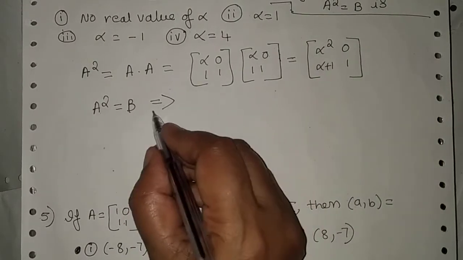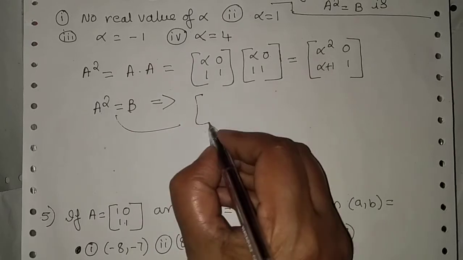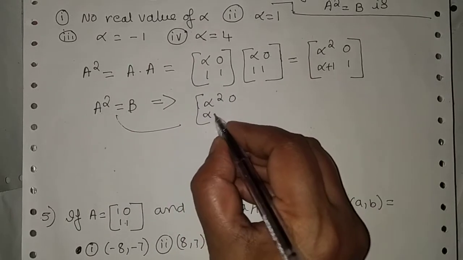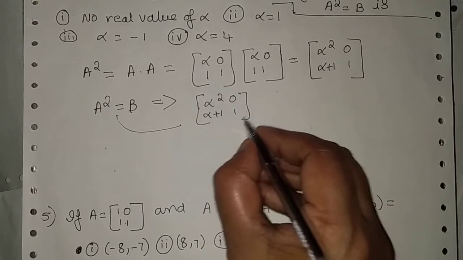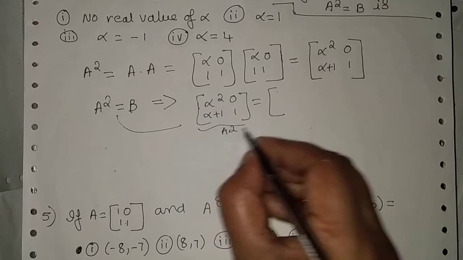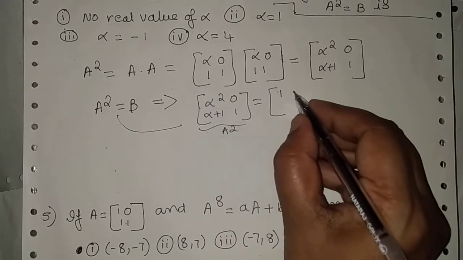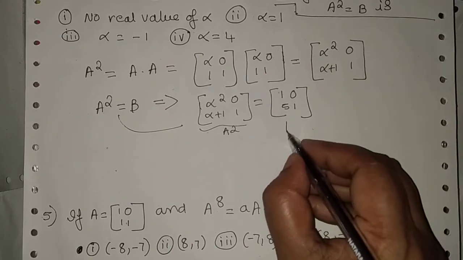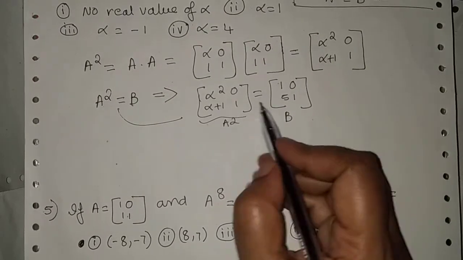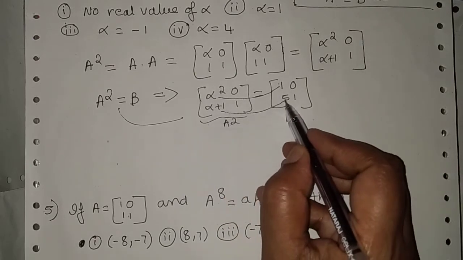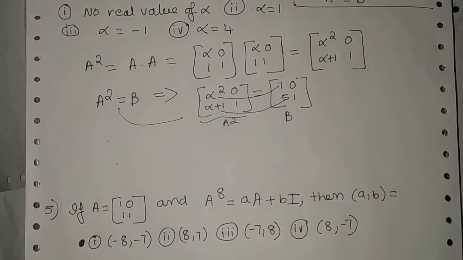So what happens, we'll write A square, what we got, alpha square 0 alpha plus 1 1, then equal to, this is the A square and this is matrix B. What is matrix B? 1 0 5 1. So this is matrix B. So now we'll equate this one to this one and this to this. Only these two are equated.